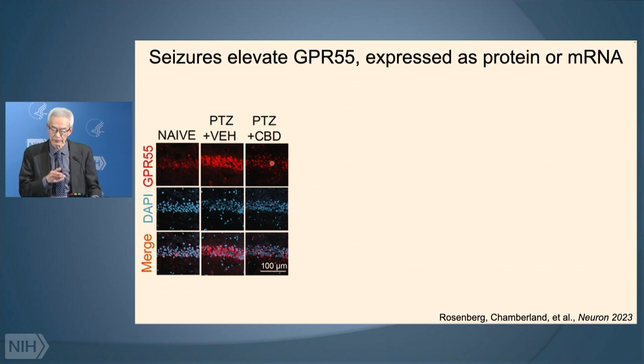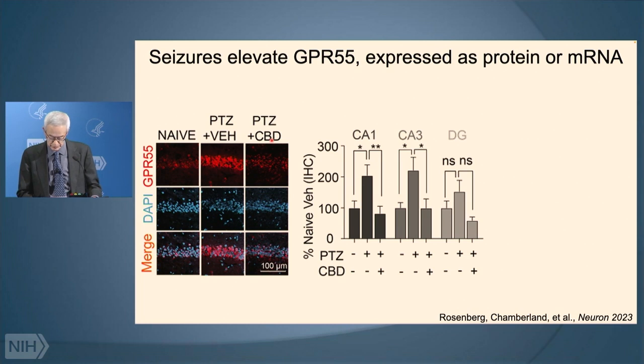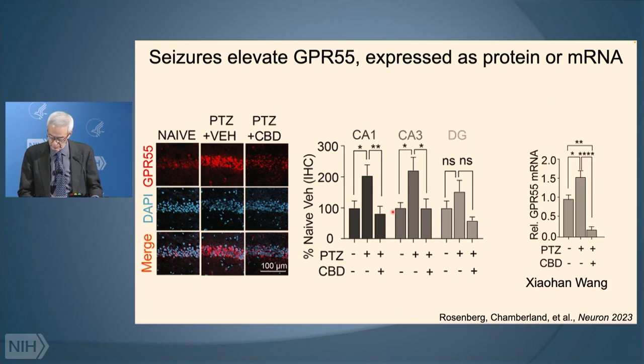Here, not only is the signaling changing, but also the number of receptors themselves are changing in a seizure-dependent and CBD-dependent way. This is the group data showing that in CA1 and CA3, and less prominently in dentate gyrus, there is a very clear increase in the level of receptor, which is reversed by CBD. So this means that there's an inherent positive feedback loop aspect to it, because the number of receptors that's causing this potentially damaging response is increased.